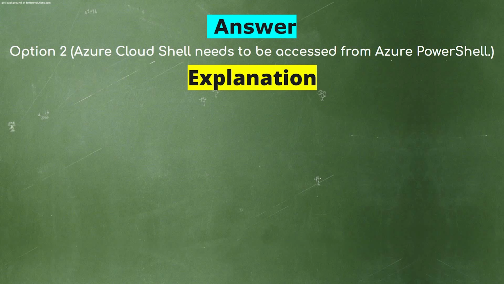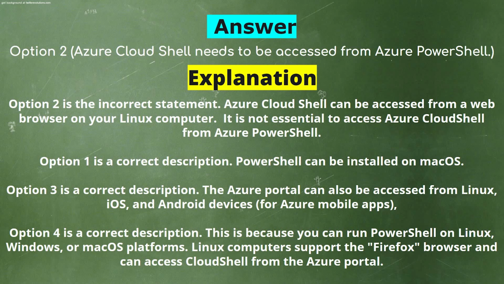Explanation. Option 2 is the incorrect statement. Azure Cloud Shell can be accessed from a web browser on your Linux computer. It is not essential to access Azure Cloud Shell from Azure PowerShell. Option 1 is a correct description. PowerShell can be installed on Mac OS. Option 3 is a correct description.